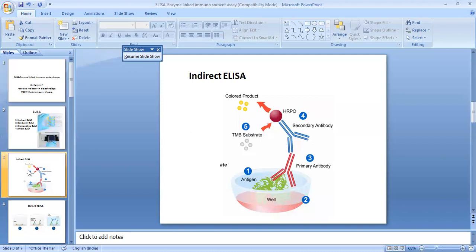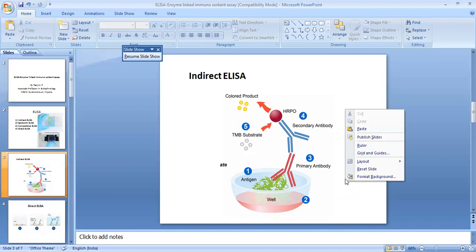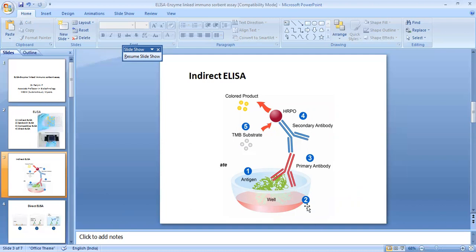In case of indirect ELISA, the well surface will be coated with the antigen solution and the antigen concentration will be assessed by the color developed indirectly by the secondary antibody. Here, antigen will be coated on the microtiter plate and will be allowed to interact with the primary antibody. If it is specific, it will bind to the antigen and form an antigen-antibody complex.